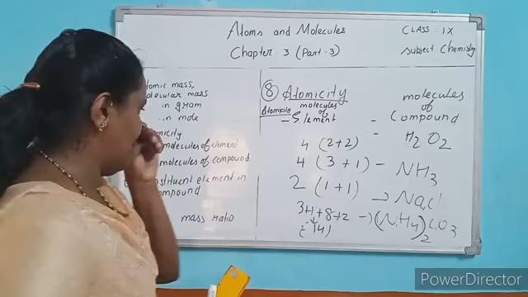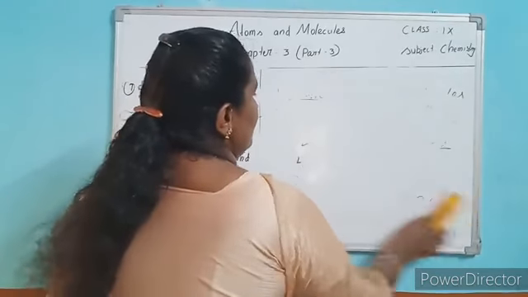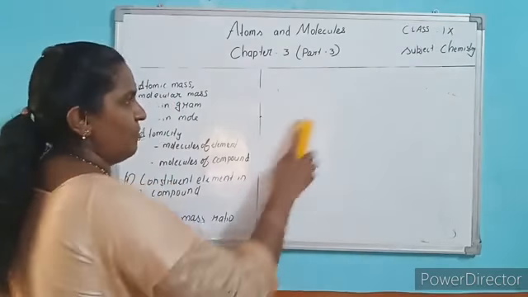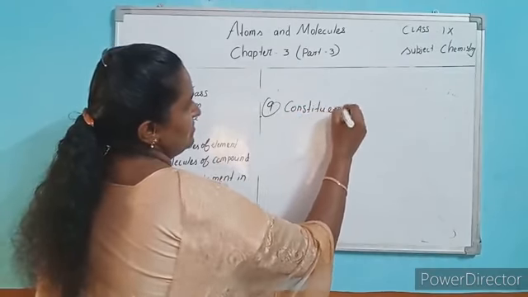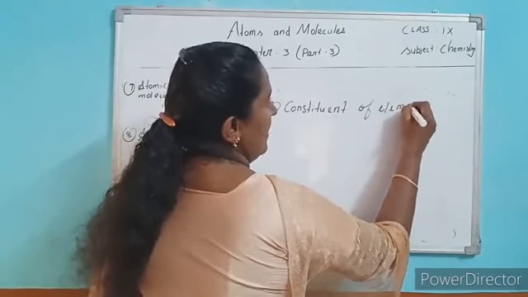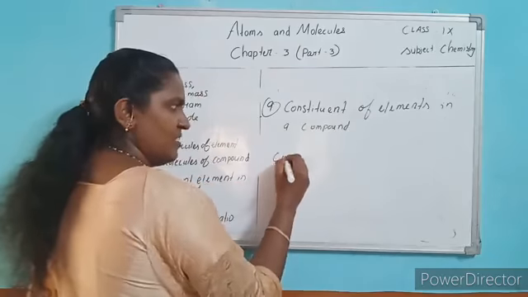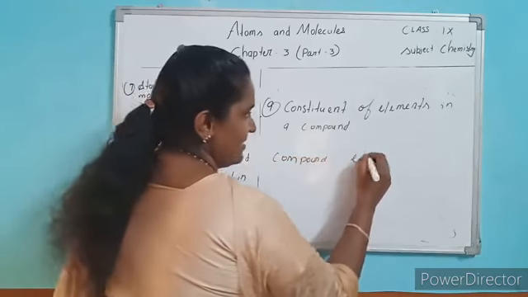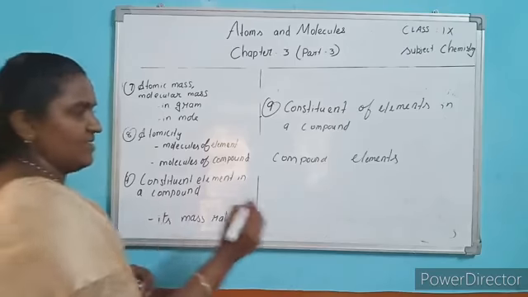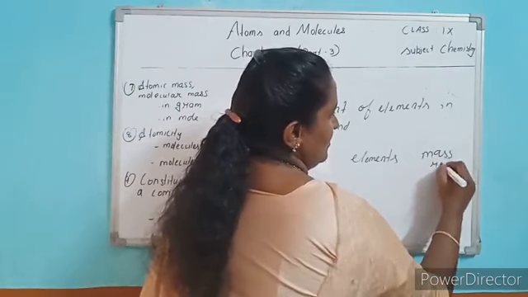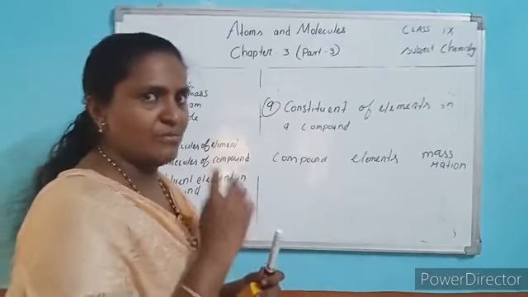Okay. Next we move to the constant elements in a compound. Next one is constant elements in a compound. Okay, now I write compound, elements, okay, constant elements and its mass ratio. Elements mass ratio. Constant elements mass ratio.